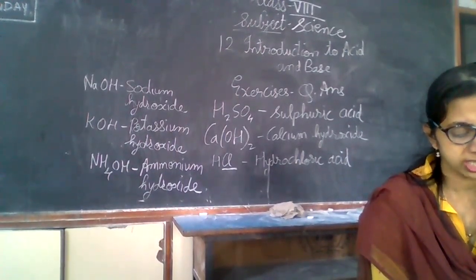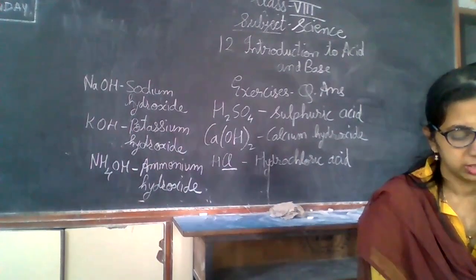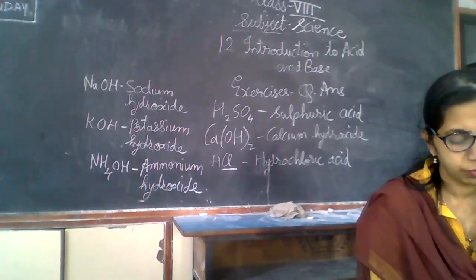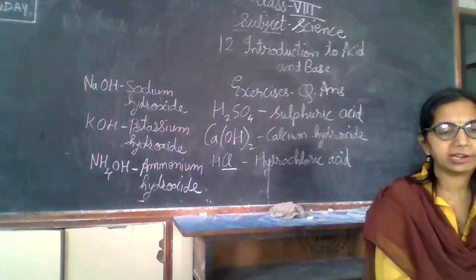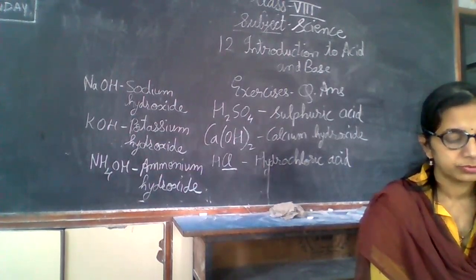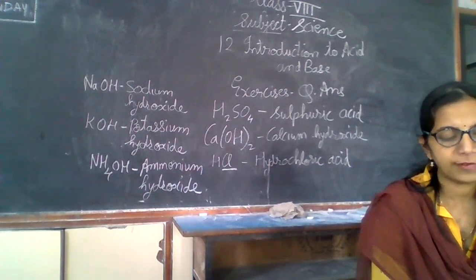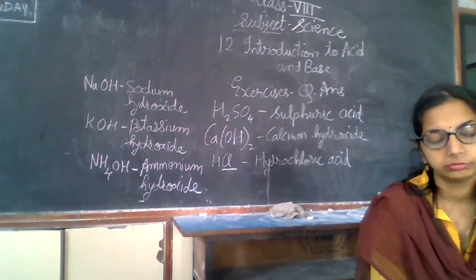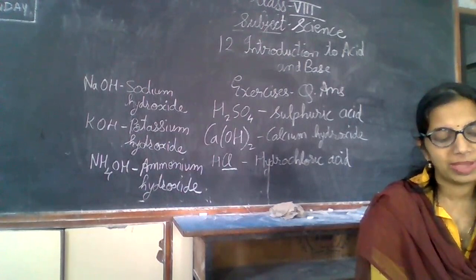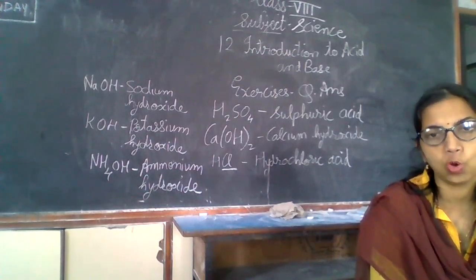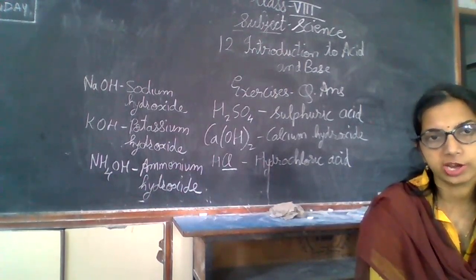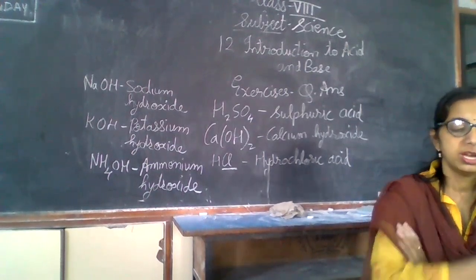Next question, we have to select the proper word given in the bracket to be added. Main constituent of acid is the hydrogen ion, H plus ion. Main constituent of base is the OH ion, the hydroxyl group ion.